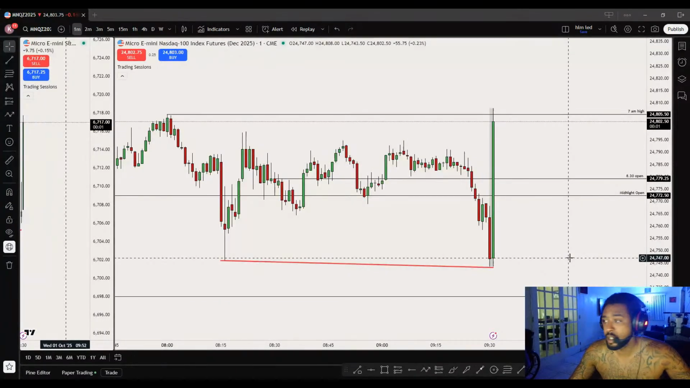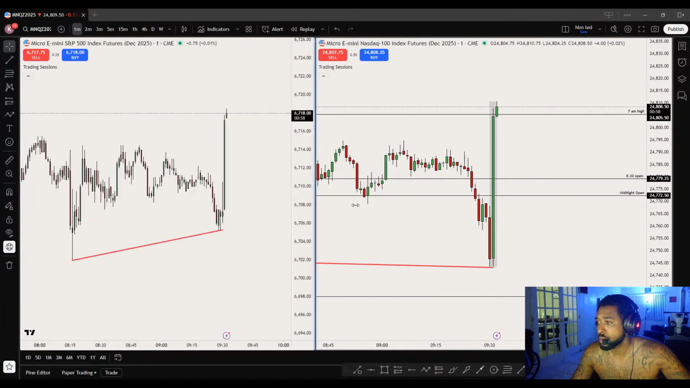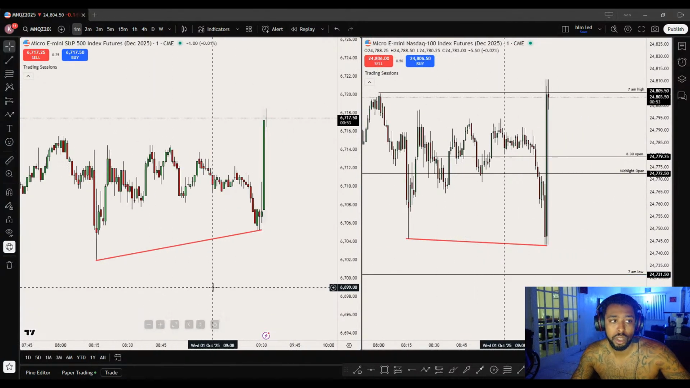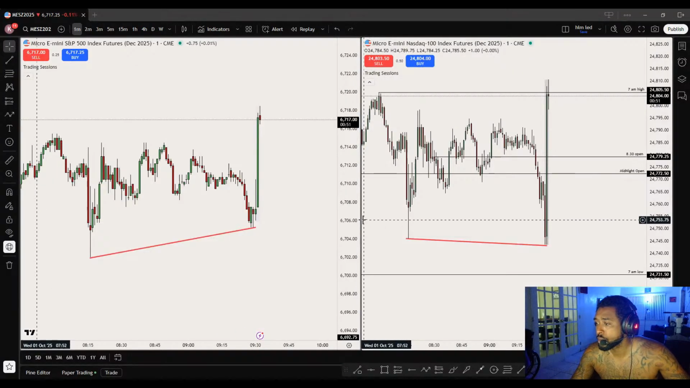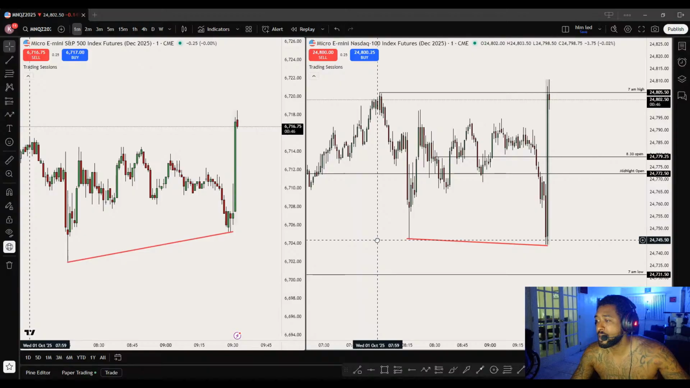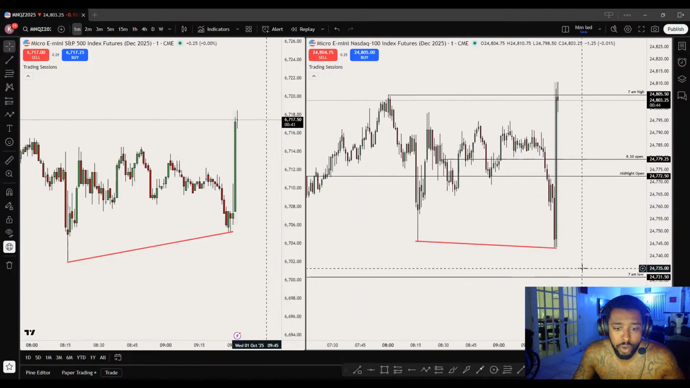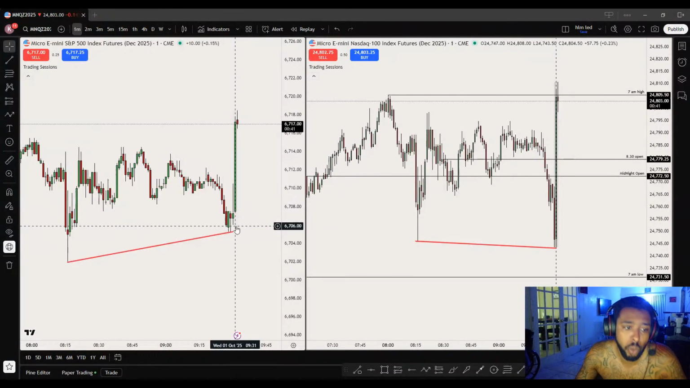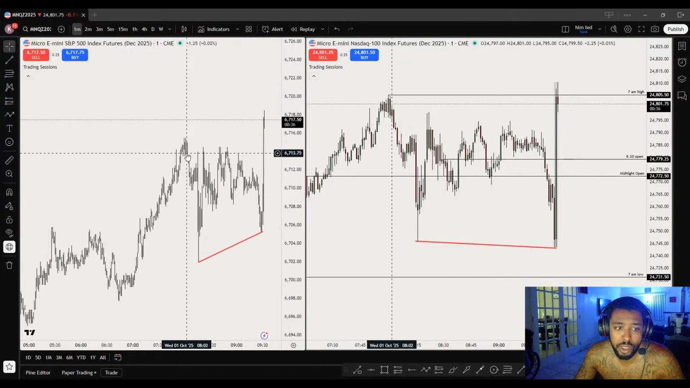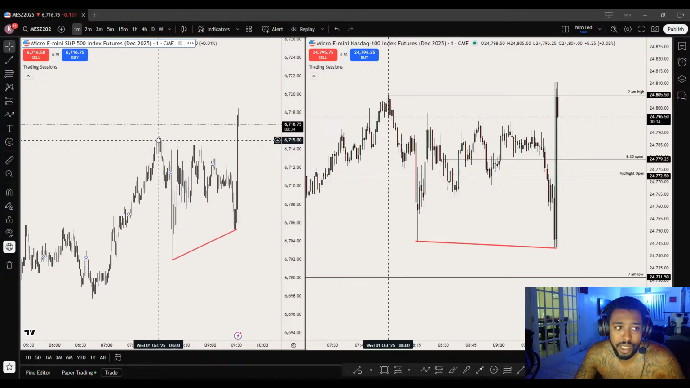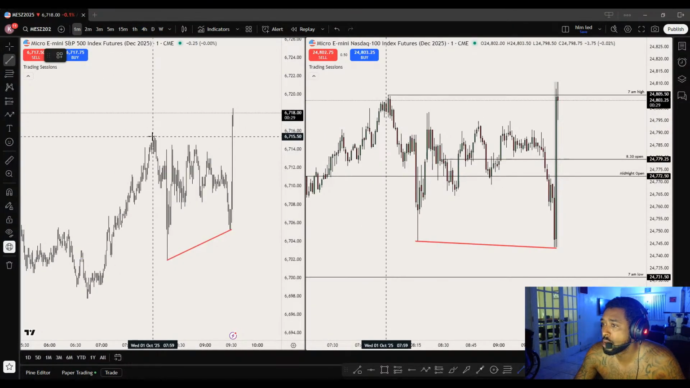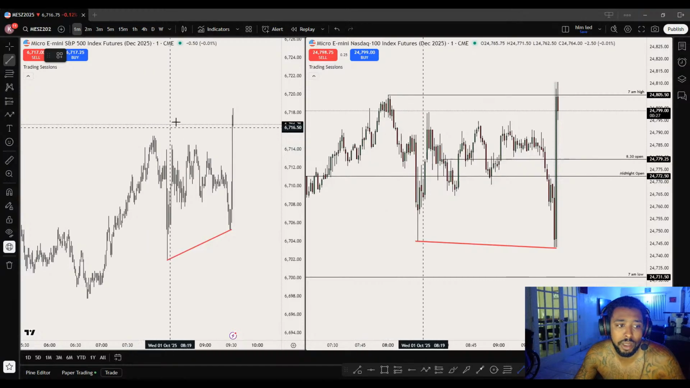So does everybody know what SMT is? Let me show it. You see how one of them made a lower low and one of them made a higher low. The asset that made the lower low is the stronger asset. The one that made the higher low is the weaker asset. So that's why, if you have another SMT at the high, you see how ES never. Oh, it did take out the high. Okay.